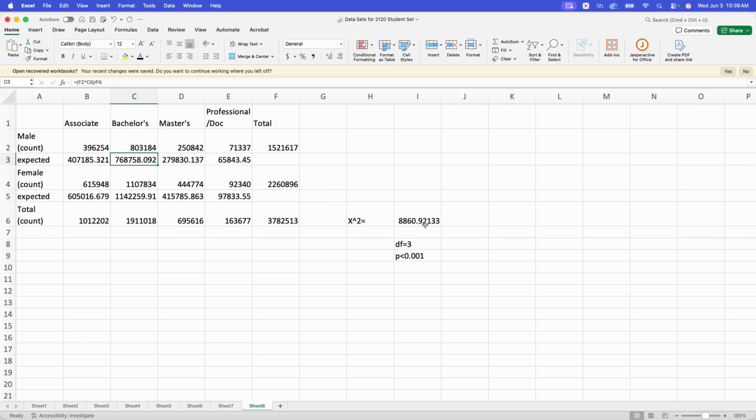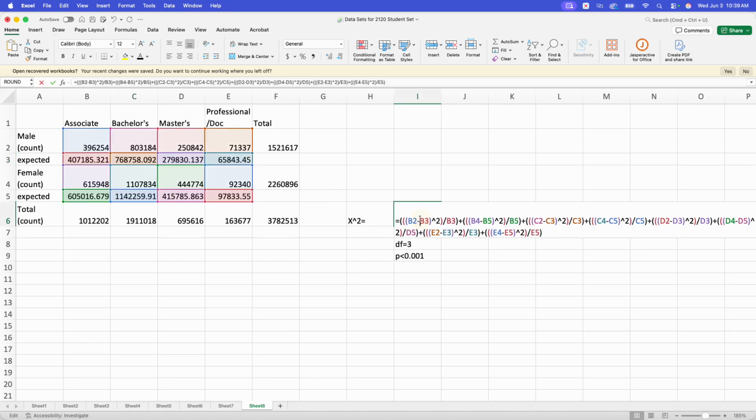Now, the formula for chi-squared, what we did there is the expected. I know this is a lot to look at, but what I did there is B2 minus B3, so this is B2 minus B3 right there. So I subtracted the count minus the expected, and I squared that, and I divided by the expected, and I did that for each individual one. So for bachelors, for males, I did the count minus the expected, I squared it, and I divided by the expected, and that gave me B4.